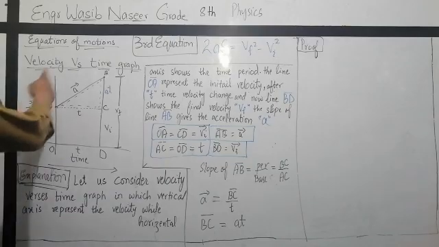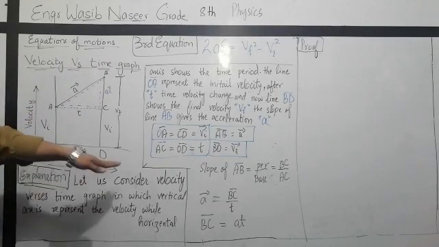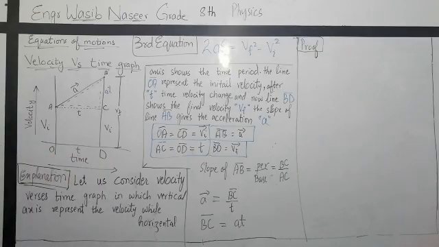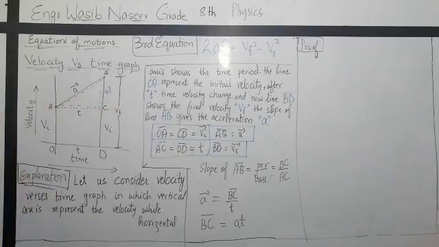This is the velocity versus time graph, in which the vertical line shows the velocity while the horizontal line shows the time period. Let us consider a velocity versus time graph in which the vertical axis represents the velocity while the horizontal axis shows the time period. You should write this with the first equation, the second equation, and the third equation, because we are going to use just one graph, but with some different strategy.